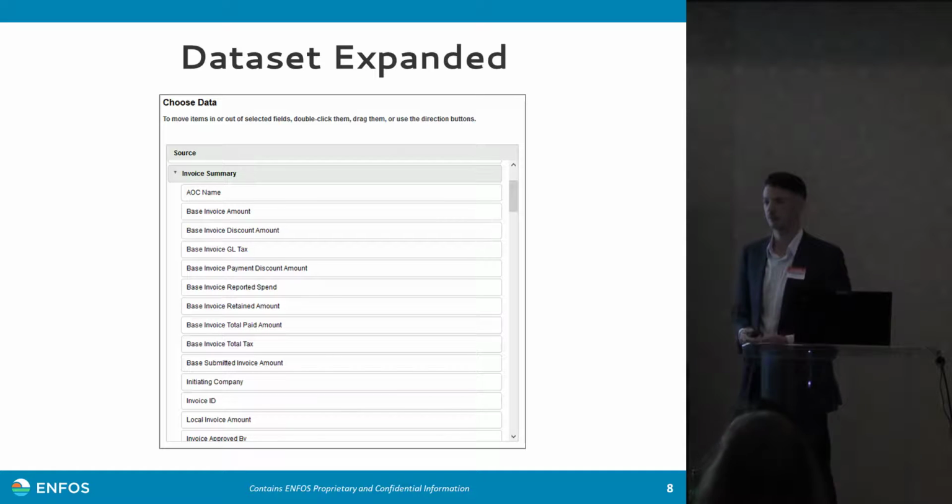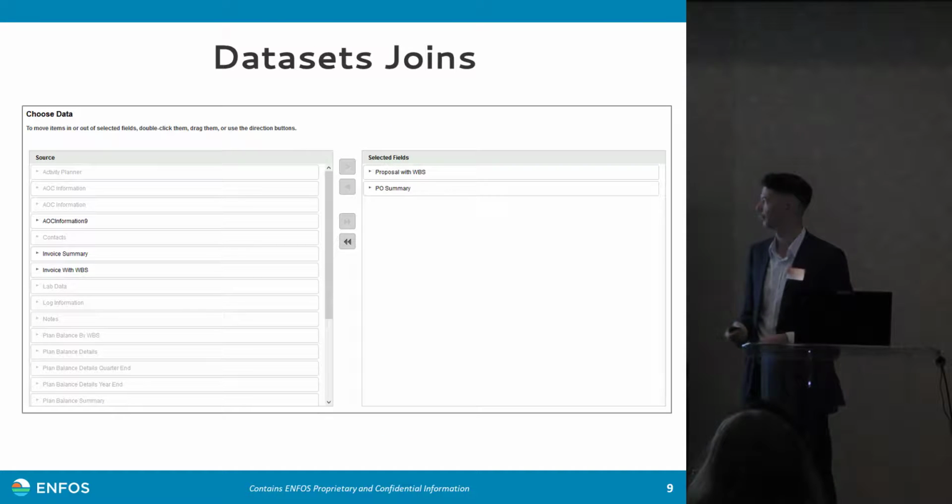Is one of them the project coordinator? There is a contact, so you can filter out by contact. But what we do have is another data set that you will be able to join with the invoice summary, specific for contact. So if you're looking for a specific contact name, a specific role, we'll be able to join those together. You'll be able to filter it out that way.